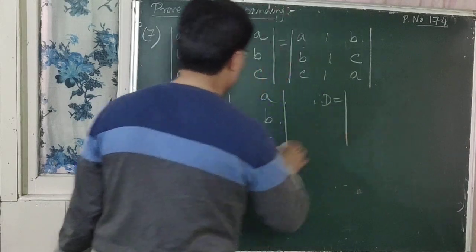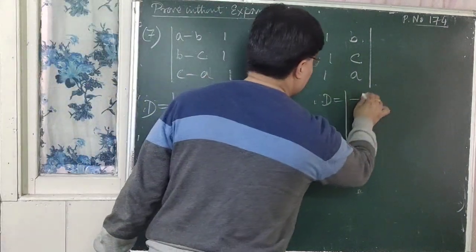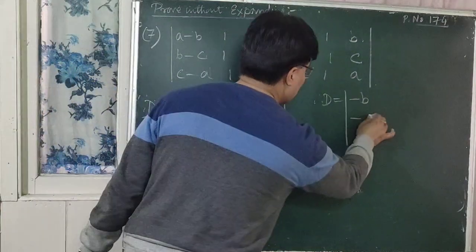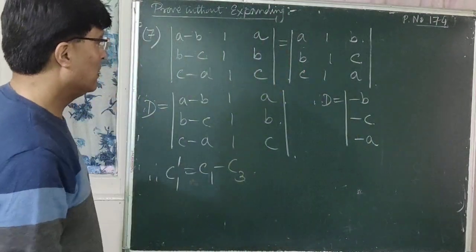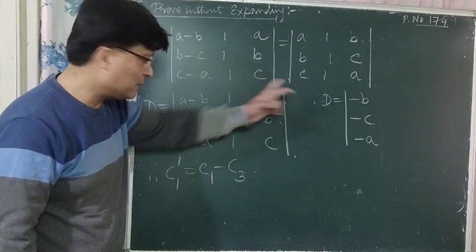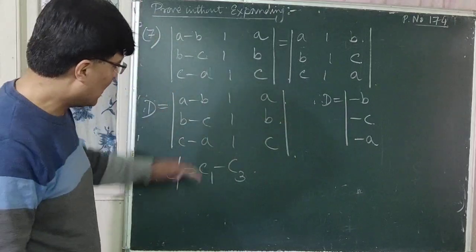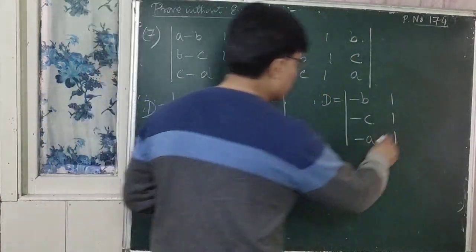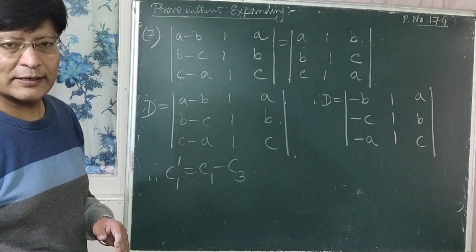D is equal to, how much is it? A minus B minus A gets cancelled, you will get minus B. Similarly, B minus C minus B gives minus C, C minus A minus C gives minus A. Is that clear to all of you? We are using C1 minus C3. And the second column, what is the second column? Remains same. Third column remains same, A, B, C. Is that correct? Okay.